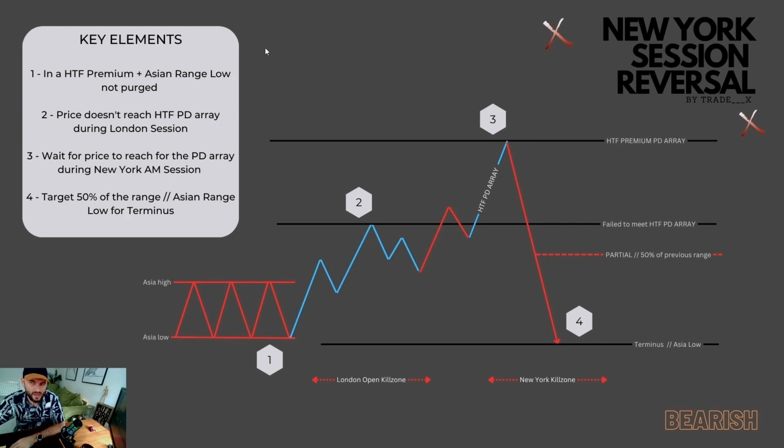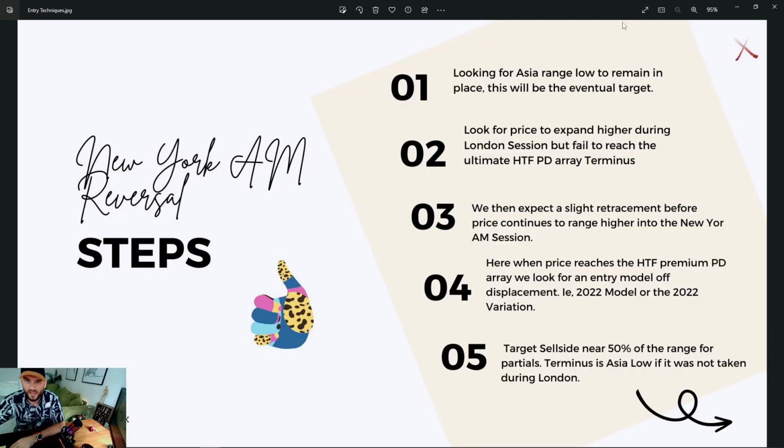That breaks down the New York session AM reversals in this setup. Let's jump into a few little bullet points, then we'll jump into the live charts. So again, we're looking at the Asia range low and high to remain in place. This will be the eventual target once the higher time frame PD array is met before 9:30 open. We're looking for price to expand higher during the London session, but fail to reach the ultimate higher time frame PD array terminus.